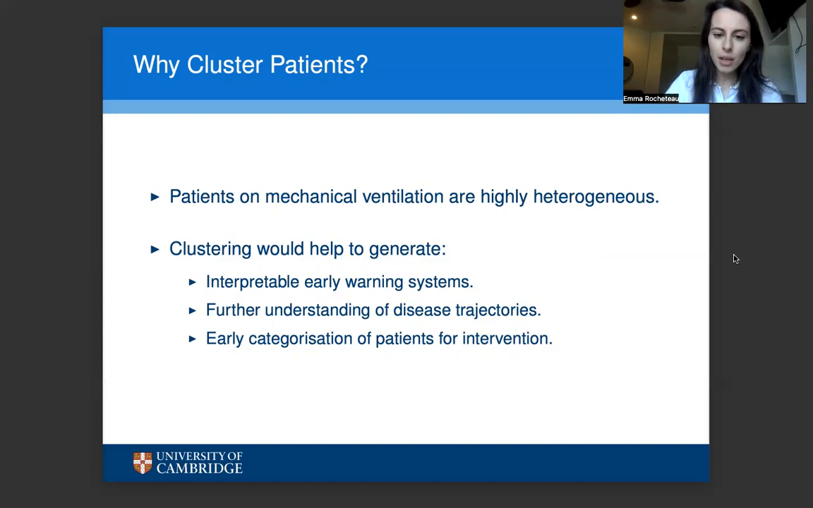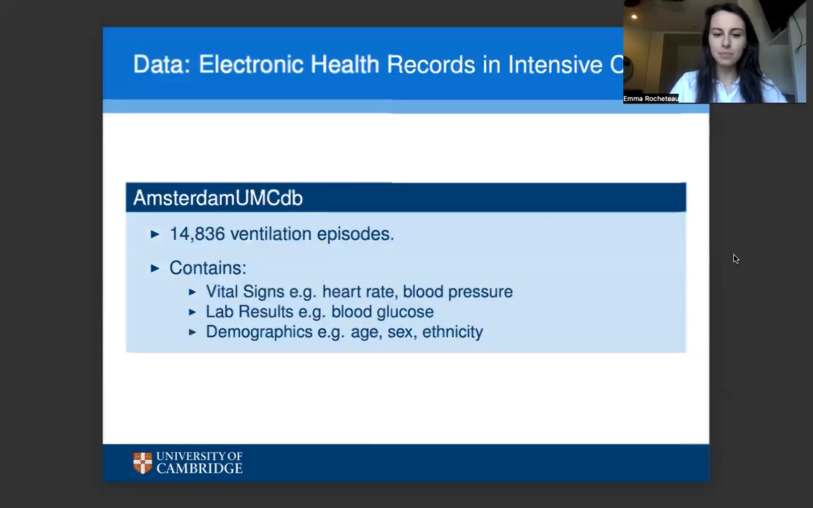So the focus of our work is to cluster the patients into useful subtypes based on their phenotype and their outcomes. This would be useful because the clusters could be used to create interpretable early warning systems to alert clinicians of deteriorating patients, or they could help us to study and understand subtypes of disease. And finally, they could be used to subtype a patient early on in their admission so that we know how to personalize their treatment right from the start.